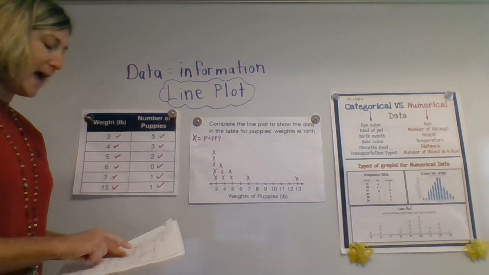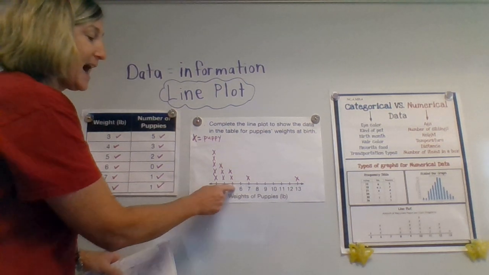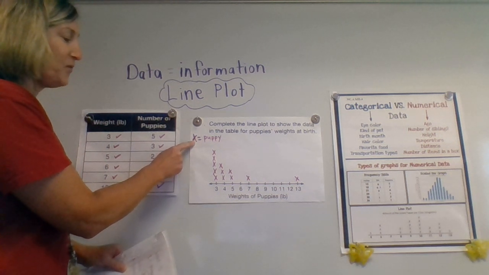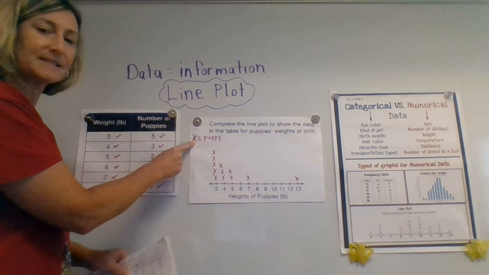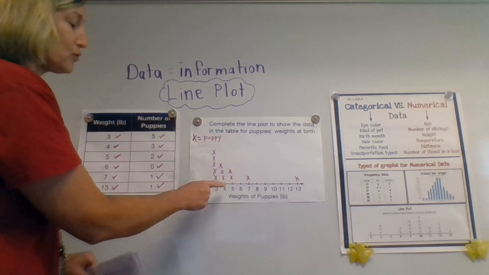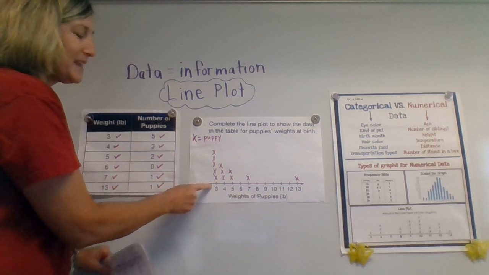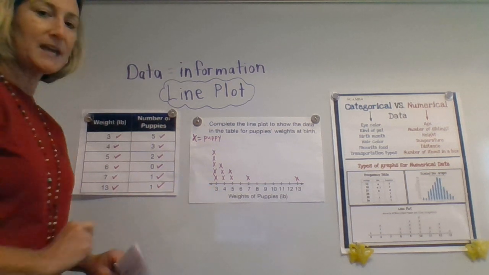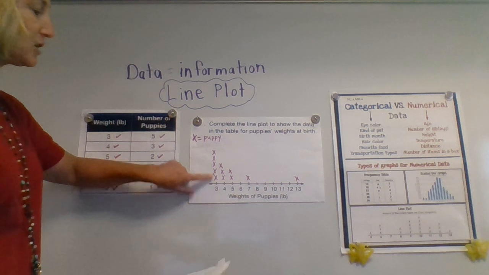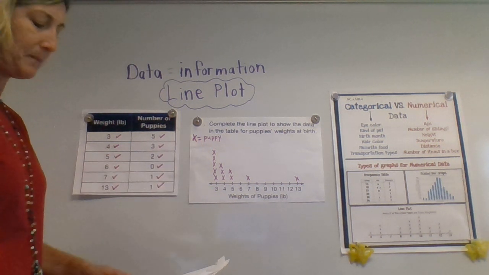Okay, so what weight has the greatest number of puppies? So we are looking at our weights, and which one has the greatest number of puppies, which would be the most X's? So we're looking for the most X's, and that would be 3 pounds. 3 pounds would be the greatest, because that has the most X's, and we know that X is puppies.